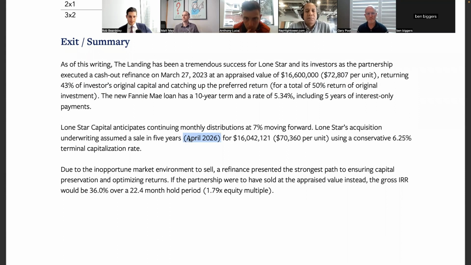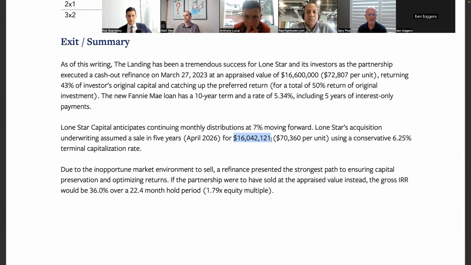But we did project to sell in April of 2026 for about $16 million, which is roughly in line or a little bit less than the appraised value that the March 2023 refi that just happened appraised at, right? So we still feel confident in being able to achieve our business plan in spite of everything that this deal already has been through with COVID and this most recent kind of weird market that we're in, and whatever recession we may go through coming up.